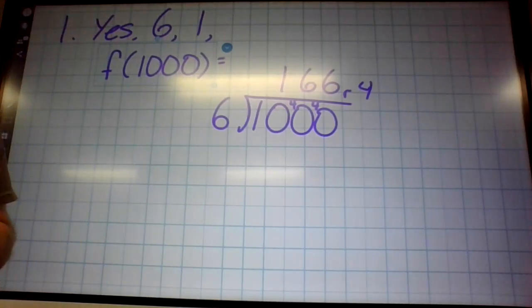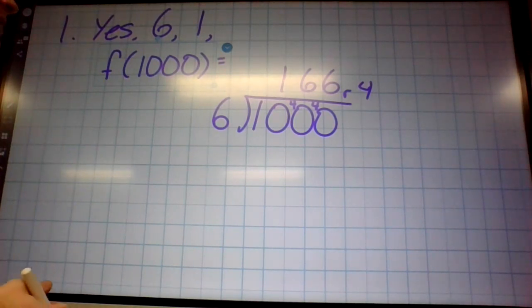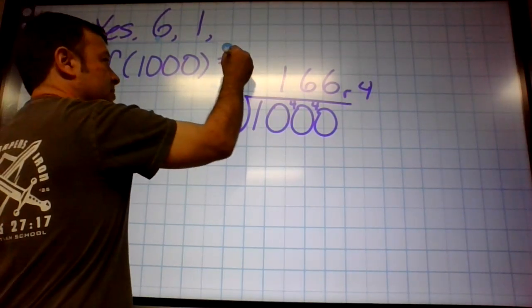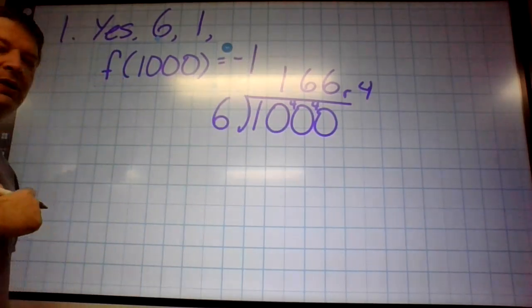So what is happening at 4? 1, 2, 3, 4. The function is down at -1 in that valley. So f of 1,000 will equal -1.